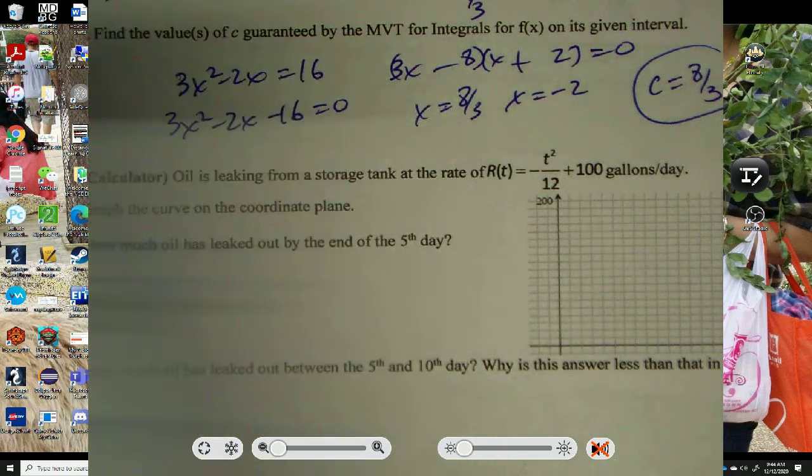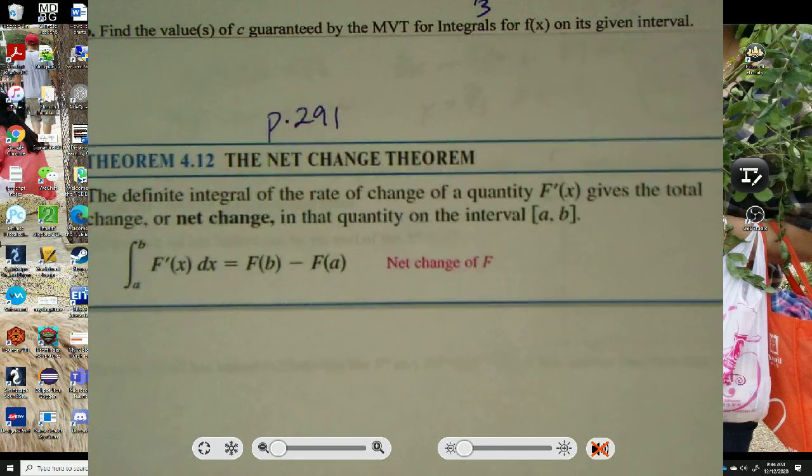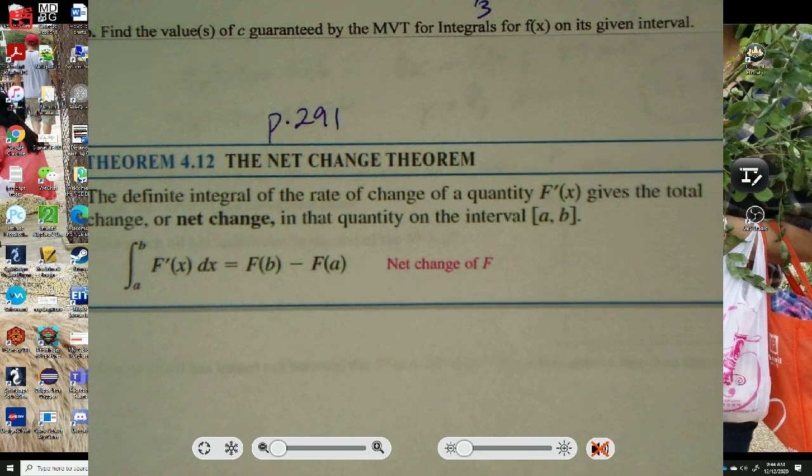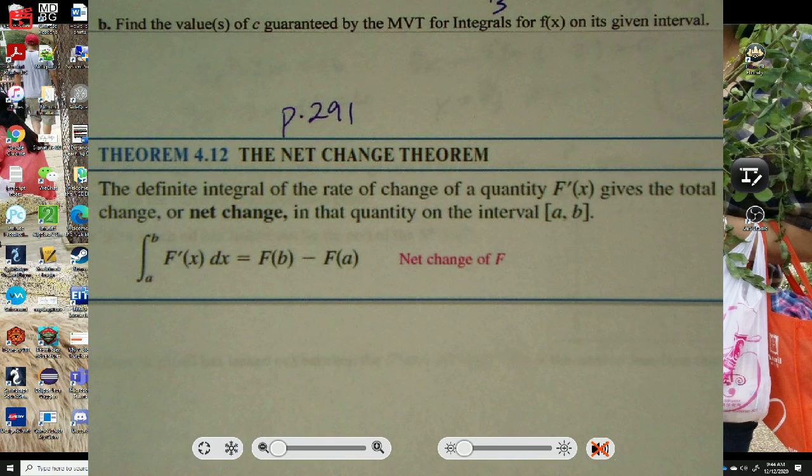Alright, number 5. I neglected to mention this theorem on page 291 of your textbook before I do number 5. There's a theorem called the Net Change Theorem. This actually comes later, but this is as good a place as any to talk about it. It actually makes more sense to talk about it here, but the author of the textbook doesn't mention this theorem till later on, so I want to mention it now.